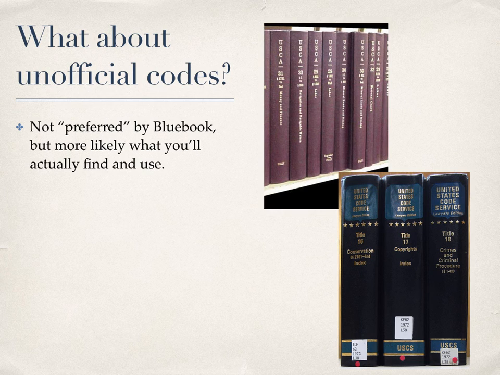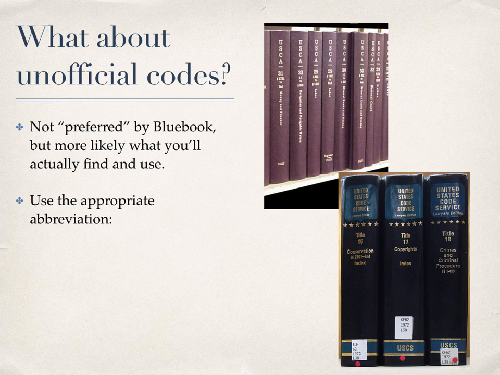The other codes are not preferred by the Blue Book, but in reality, they're the ones that you're more likely to find and use, both in print and online. You can see two examples right here: the United States Code Annotated in the upper picture, and the United States Code Service in the bottom picture. Both of these codes are annotated codes, meaning they contain not only the actual law, but helpful research citations and annotations of other cases interpreting each provision of the United States Code, making your research a lot easier. Because these prints of the codes are much more useful for your research, these are the ones that a library is more likely to stock.